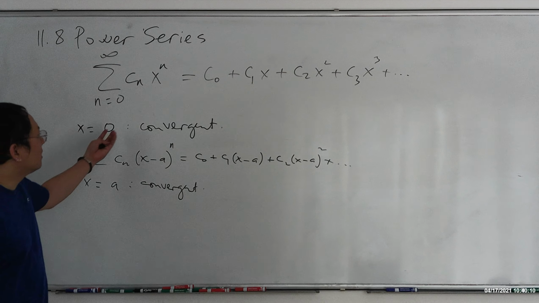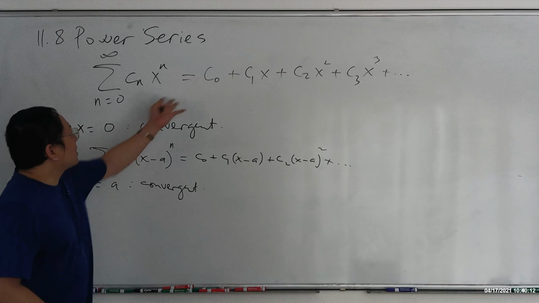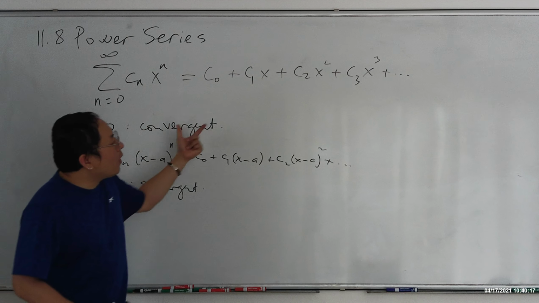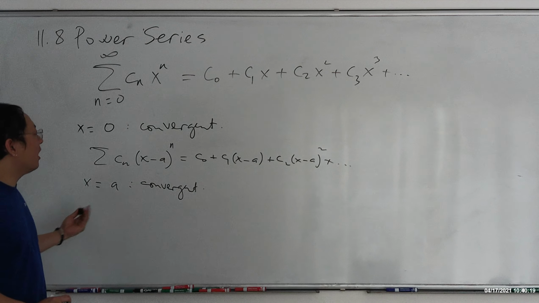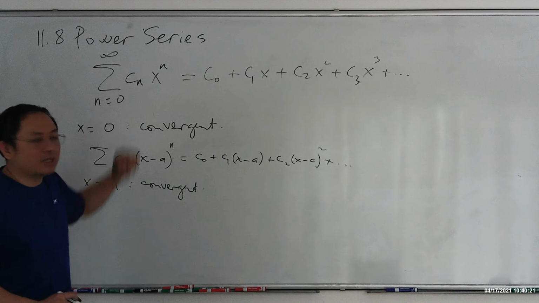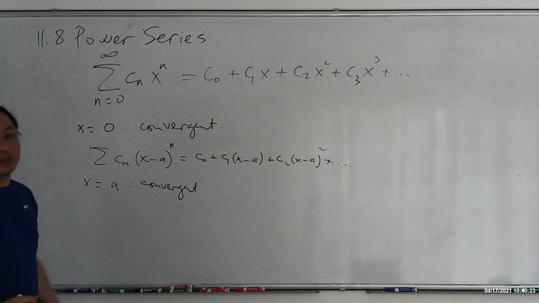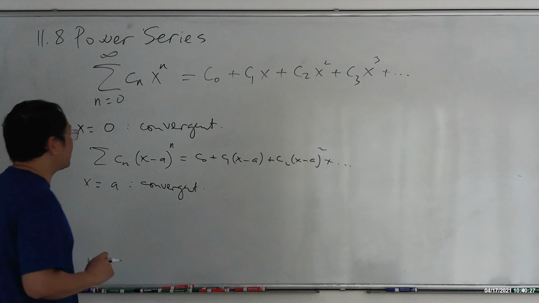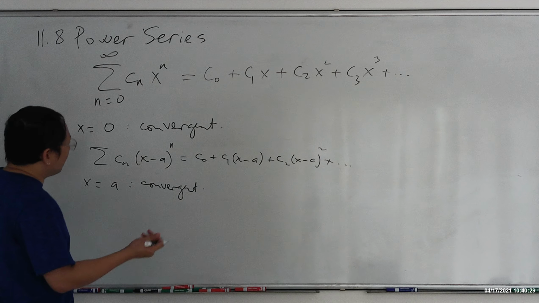Now you may ask, besides x equals 0 for this first series, so besides x equal to a, are there any other values that make the series convergent as well? The answer is sometimes yes, sometimes no. We have to figure it out. The main test that we're going to use is the ratio test. But let me give you an example.